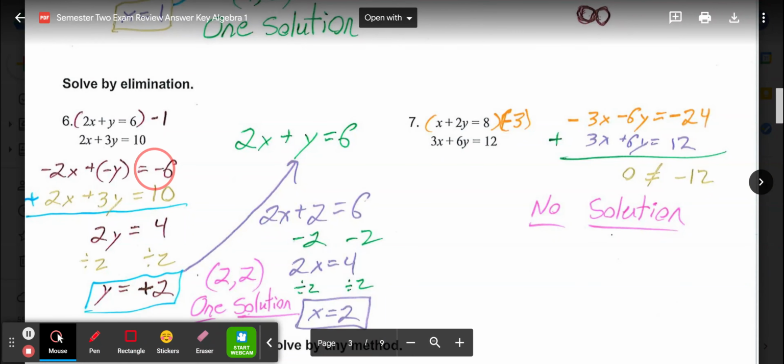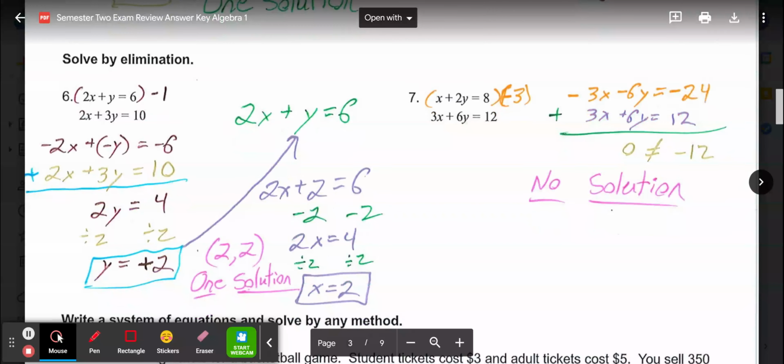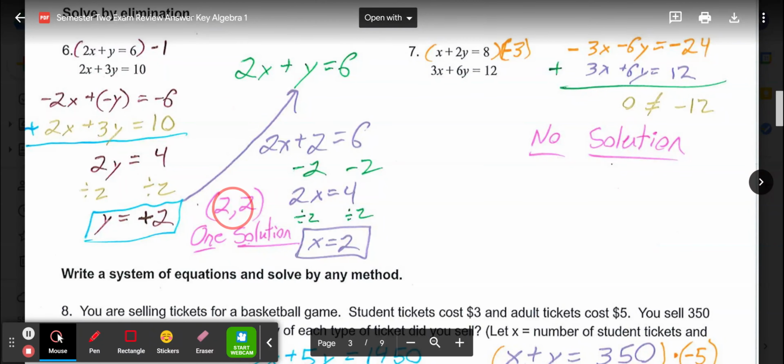Then substitute that back into either of the original equations for y. I put it into the top equation, so 2x plus y equals 6. So 2x plus 2 equals 6. Subtract 2, divide by 2, and x equals 2. So we'd have one solution at 2, 2.